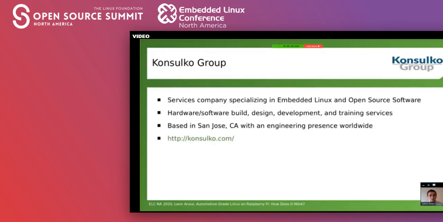Konsulko Group, the company that I work for, is a service company specialized in embedded Linux and open source software. My colleagues and I have experience in hardware and software build, design, development and training services. We have upstream contributions to various popular open source projects, among which are the Yocto project, Open Embedded, the Linux kernel itself, U-Boot, and of course, Automotive Grade Linux. The company is based in California. However, we have engineering presence worldwide, and I am living in Plovdiv, Bulgaria in Europe.